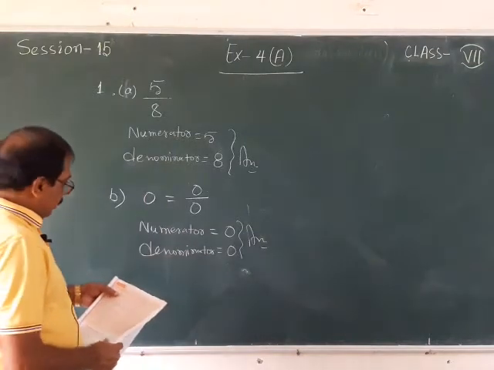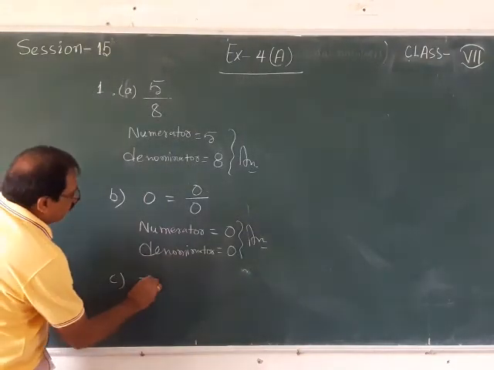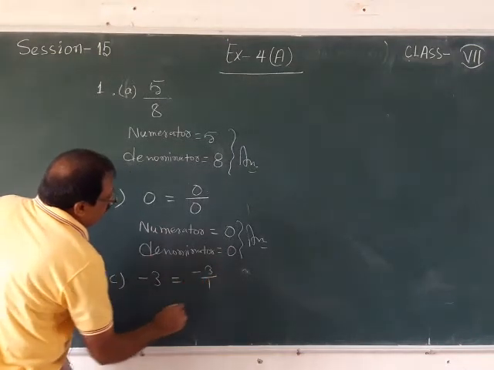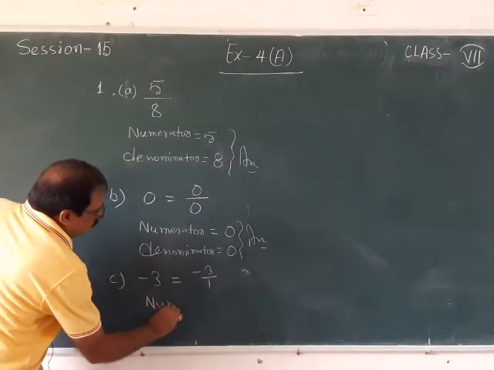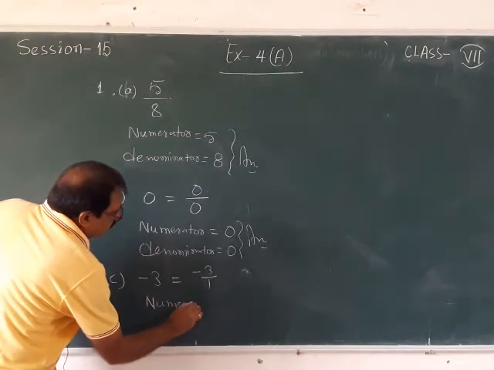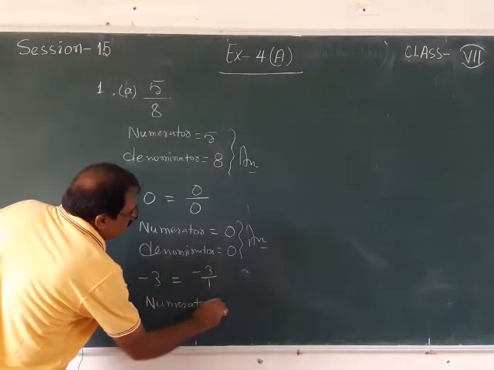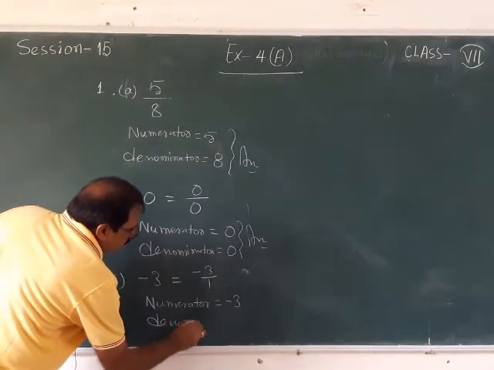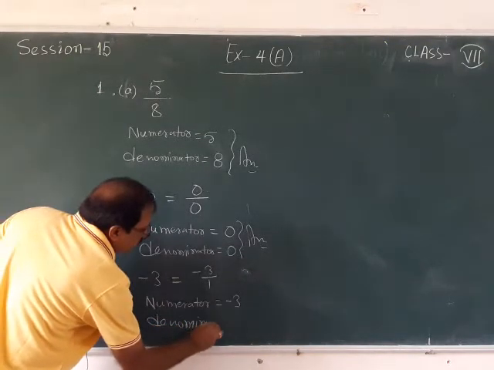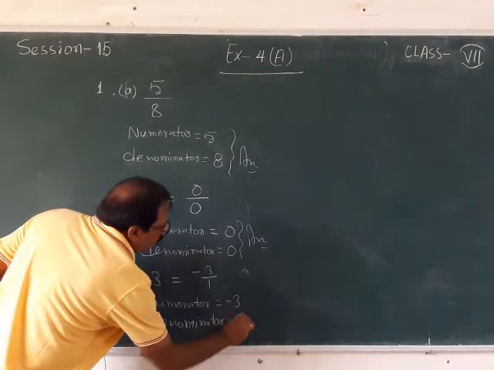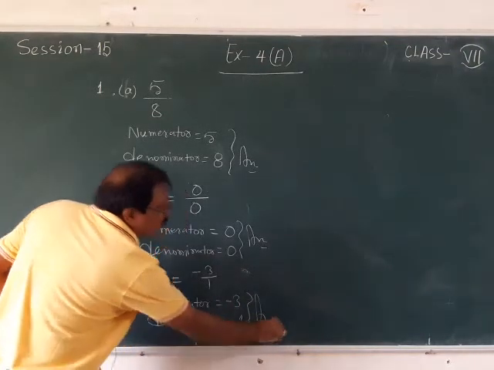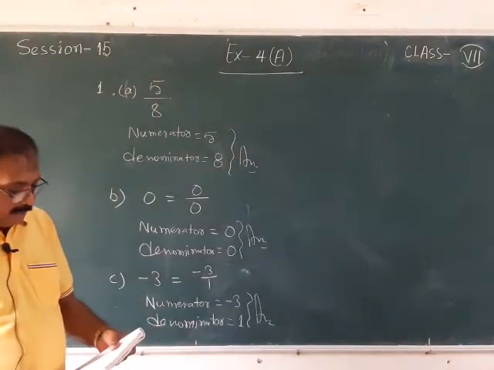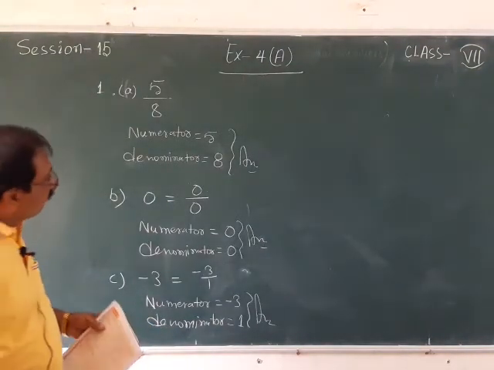So like this, suppose you are having part c, minus 3 can be written as minus 3 by 1. That means your numerator is minus 3 and the denominator is 1 itself. So you can write your answer like that for question number 1. Now I hope that you can do question number 1.